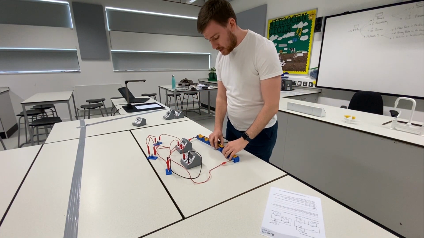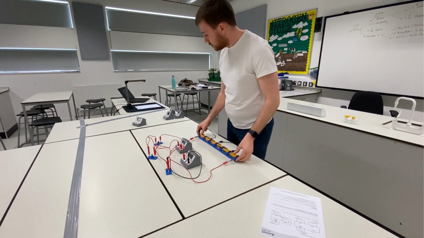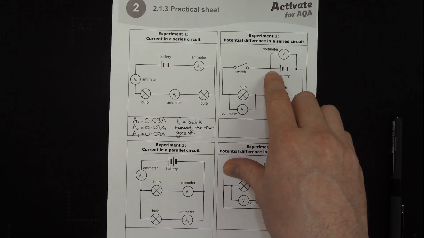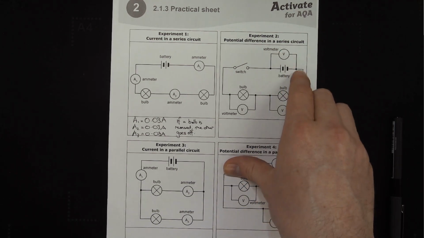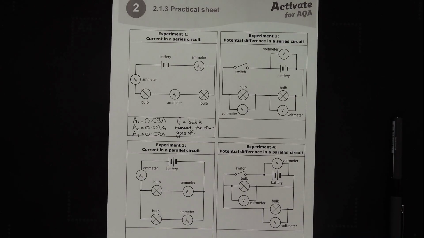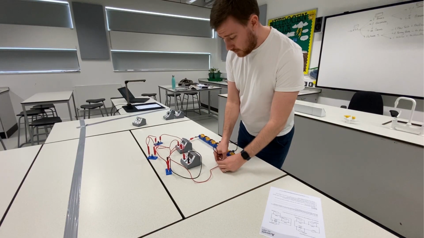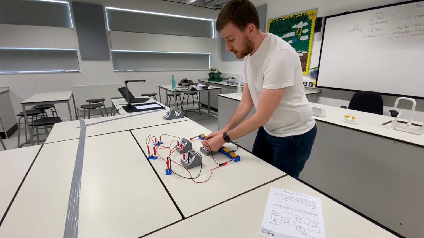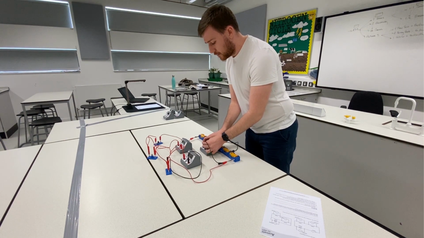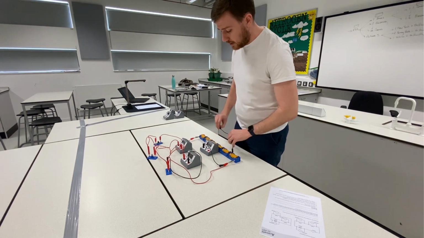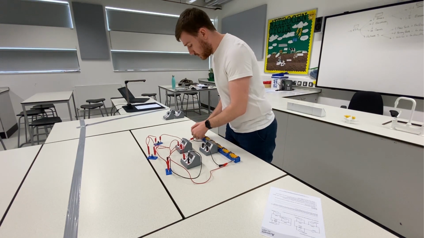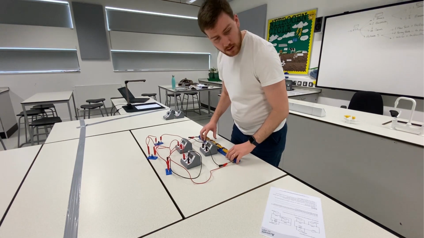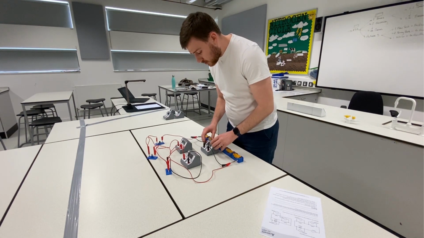And my final voltmeter, I'm doing across the battery. So if you look at the diagram here, you've got the battery here, and you've got the positive end and the negative end of the voltmeter going across it. So here's the negative end. I'm just going to put that in front there, make that a bit easier. And here's the positive end. Okay, could do with some longer wires actually, that's close enough.